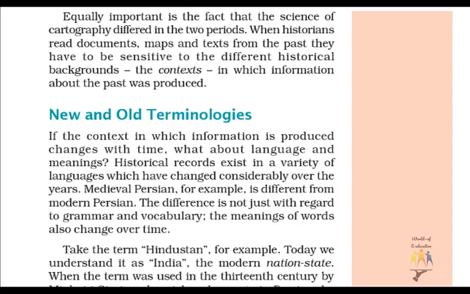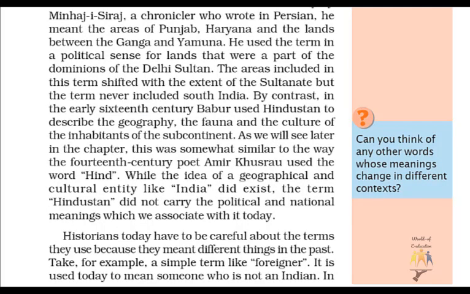Take the term Hindustan, for example. Today we understand it as India, the modern nation state. When the term was used in the 13th century by Minhaj-i-Siraj, a chronicler who wrote in Persian, he meant the areas of Punjab, Haryana and the lands between the Ganga and Yamuna. He used the term in a political sense for lands that were a part of the dominions of the Delhi Sultan. The areas included in this term shifted with the extent of the Sultanate, but the term never included South India.